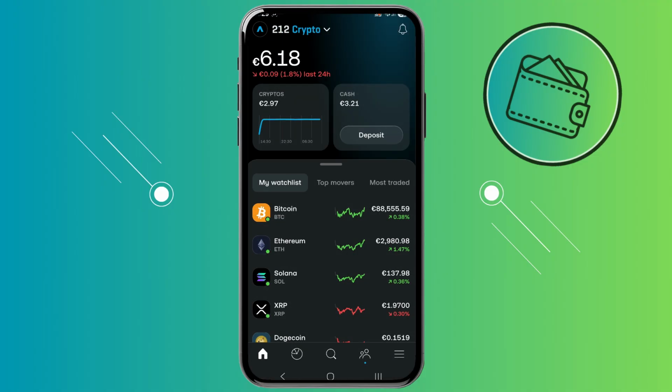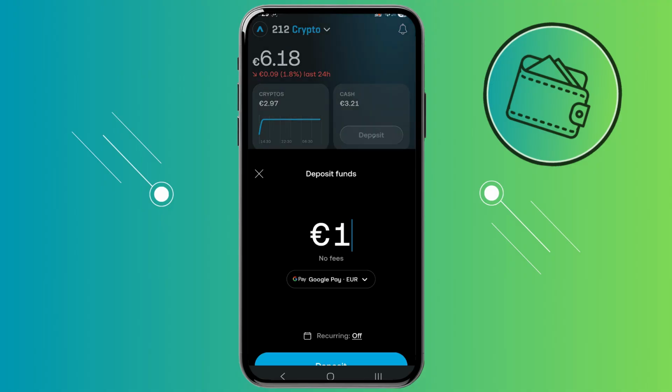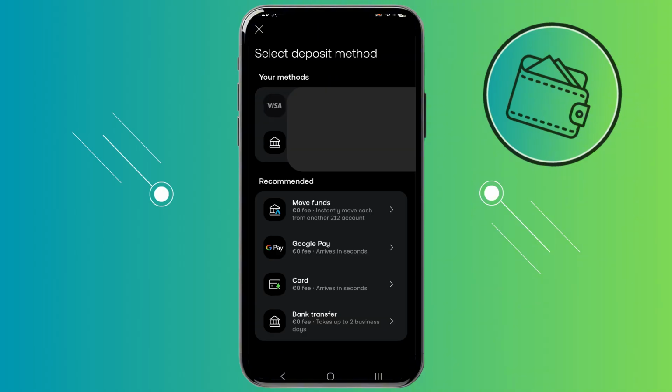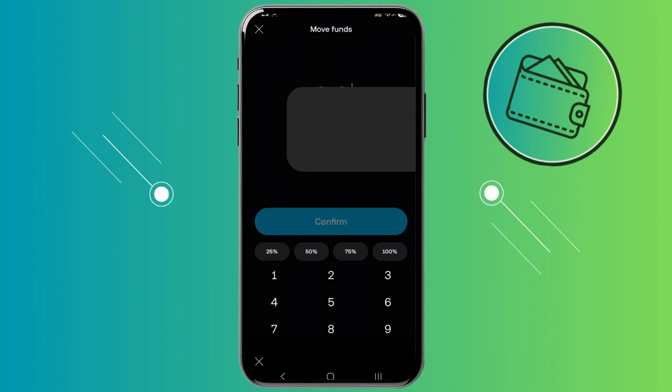Now for this example we'll be transferring money to the Trading 212 crypto account, as you can see right here. So to do this you just need to tap on the deposit option right here, and here just go ahead and tap on the payment source right here. Now here you can see all the deposit methods, and we would just need to select the move funds one that says instantly move cash from another Trading 212 account.